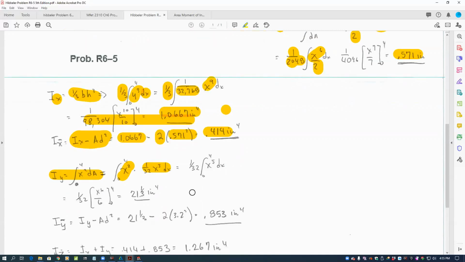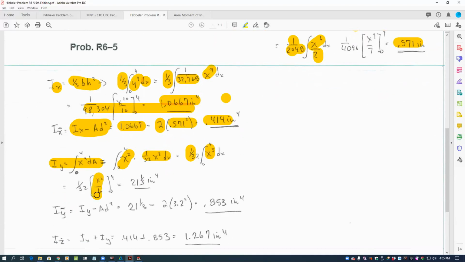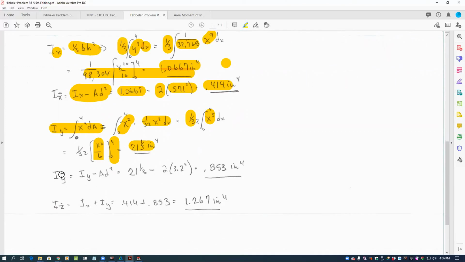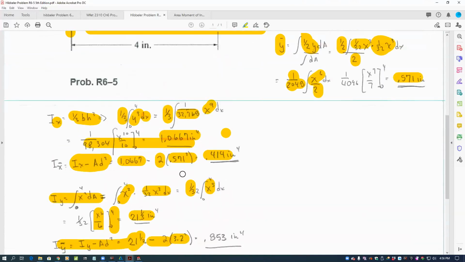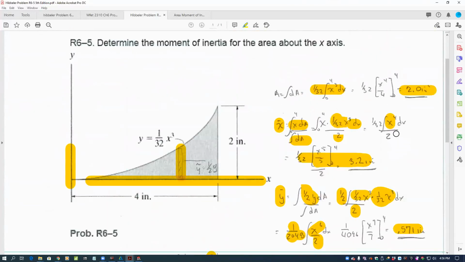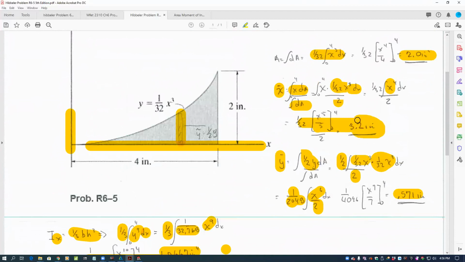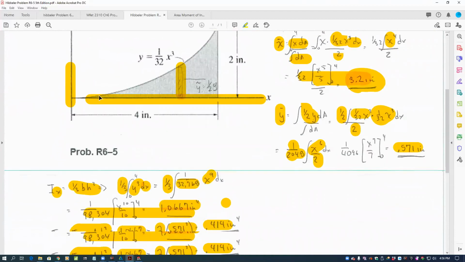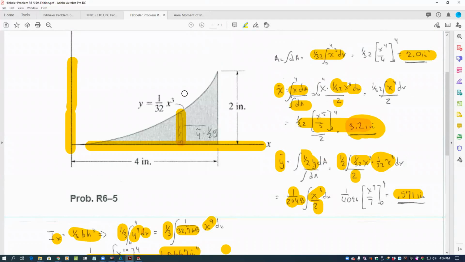Combining those terms, we have 1/32 outside our integral sign. x squared times x cubed becomes x to the 5th. Integrating that becomes x to the 6th over 6. From 4 to 0 becomes 21 1/3. Moving that to the centroidal axis, we have 21 1/3 minus the product of our area times the distance we're moving it. In this case, we are moving at the x value, aren't we? Moving at 3.2 right up here. That's the distance we're moving it from the y-axis to the centroid.